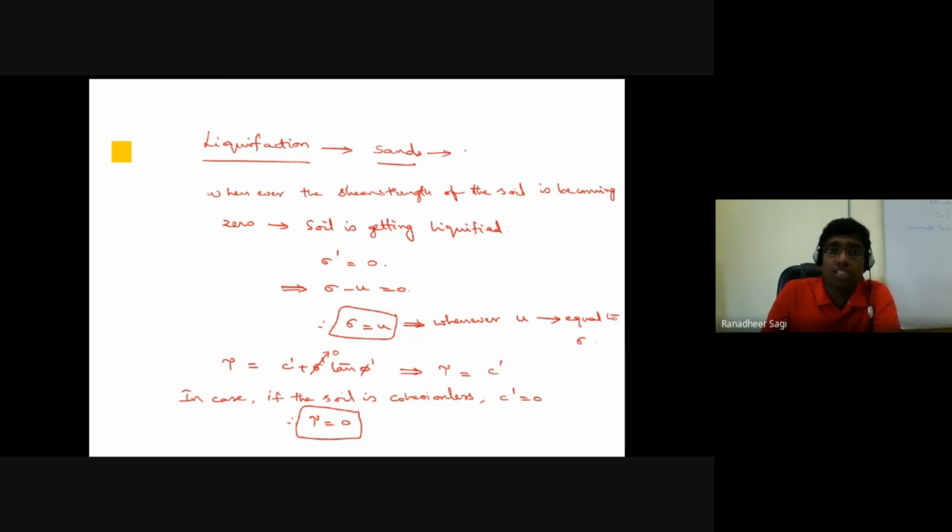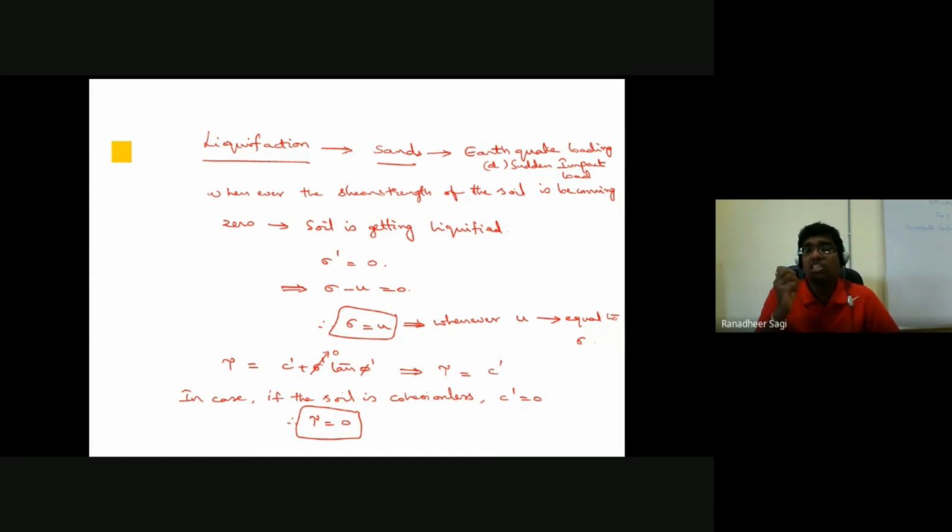occurs because of earthquake loading or sudden impact loads. Because of this earthquake loading or sudden impact loads, you would come across a situation in sandy soil deposits where the shear strength of the soil becomes 0.